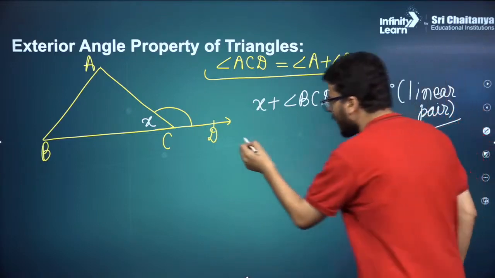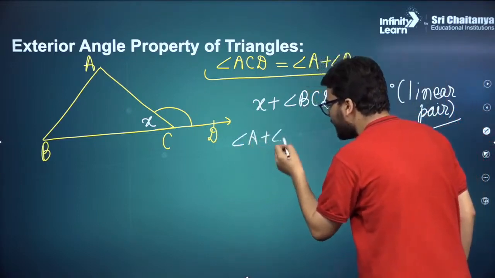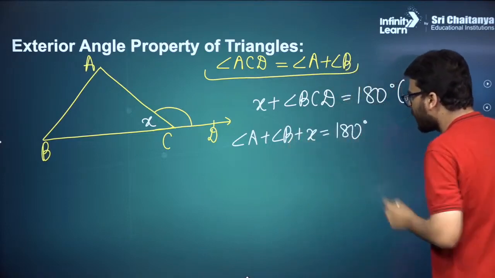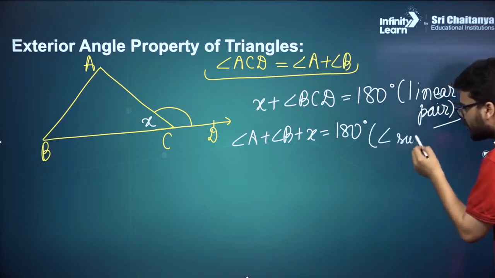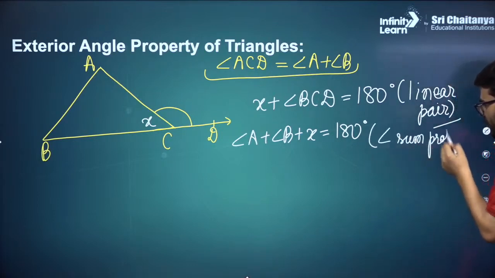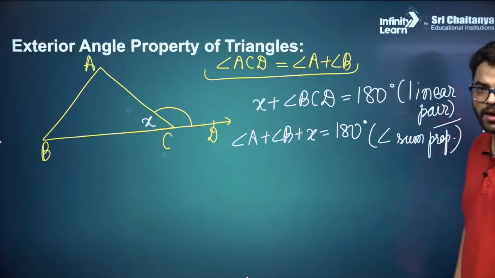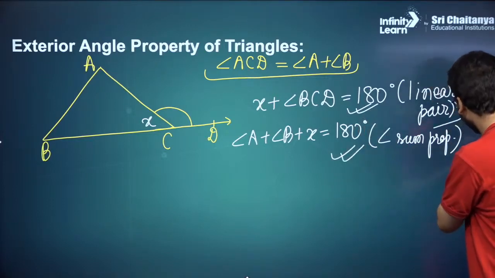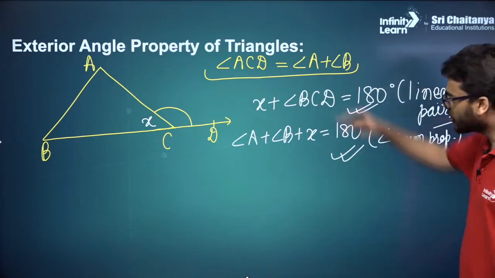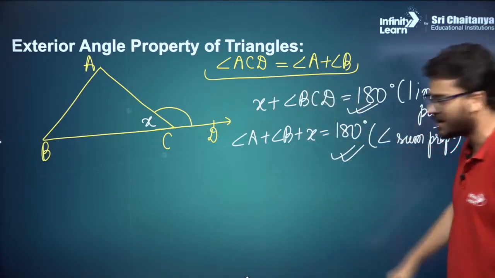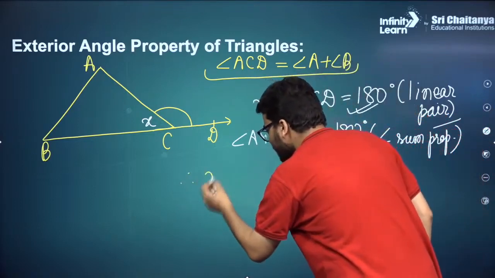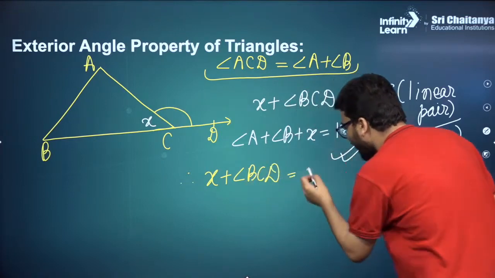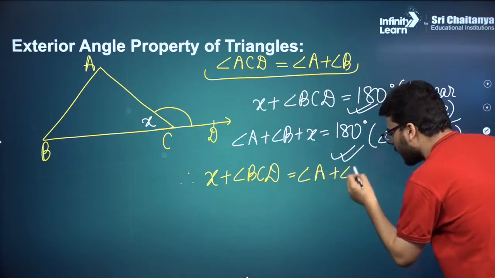In the same manner, can I not say that angle A plus angle B plus x is equal to 180 degrees, because of the angle sum property of triangles? So you see, in both the equations, you have got 180 on the right hand side. So can I not equate their left hand sides, guys? I can say that x plus angle BCD is equal to angle A plus angle B plus x, correct?